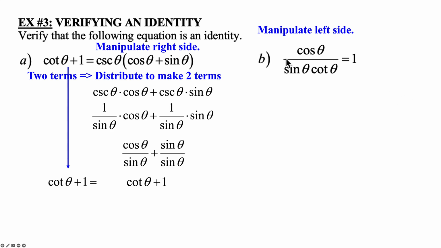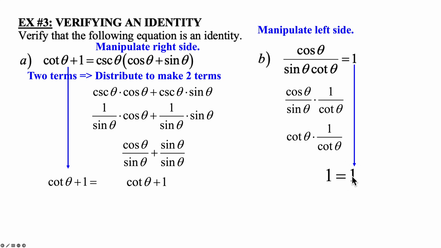So what I'm going to do here is separate this. I'm going to call cosine theta as cosine theta times a 1. So cosine theta over sine theta will simplify to cotangent theta. And I have the reciprocal of cotangent theta already, 1 over cotangent theta, so cotangents cancel, leaves me a 1.